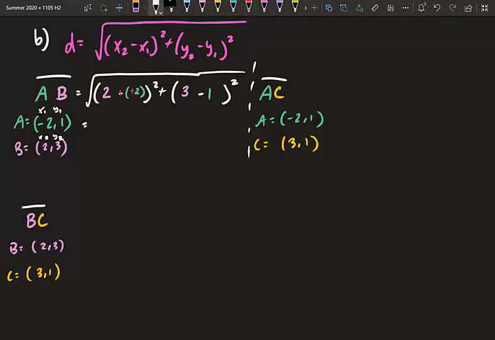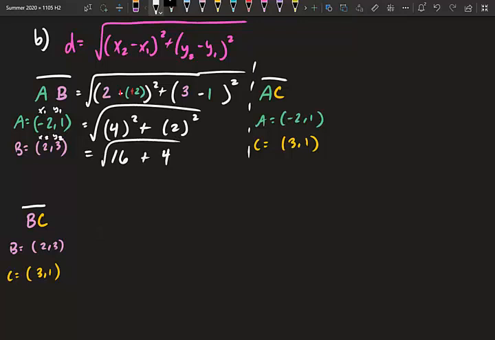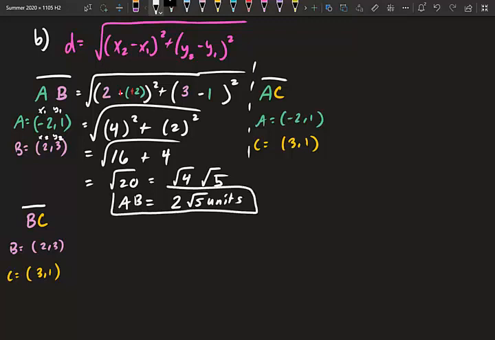Let's simplify. We have 2 plus 2 is 4, so 4 squared plus 3 minus 1 is 2 squared. 4 squared is 16, 2 squared is 4. Now we have 16 plus 4, which is 20, and we can simplify 20 into the square root of 4 times the square root of 5. My bad. I was right, never mind. And we can simplify that to 2 square root of 5 units. So the distance between A and B is 2 square root of 5 units.